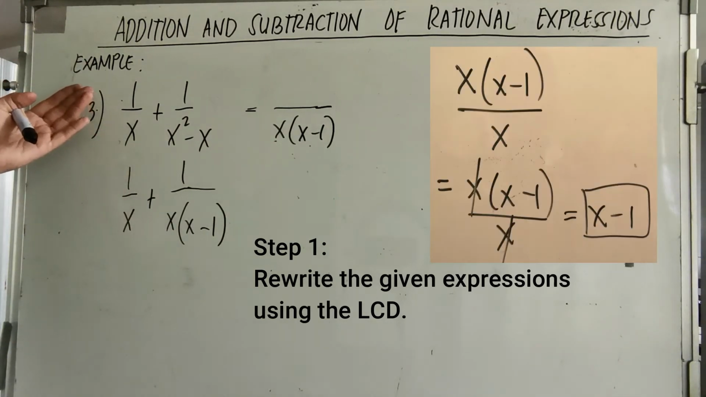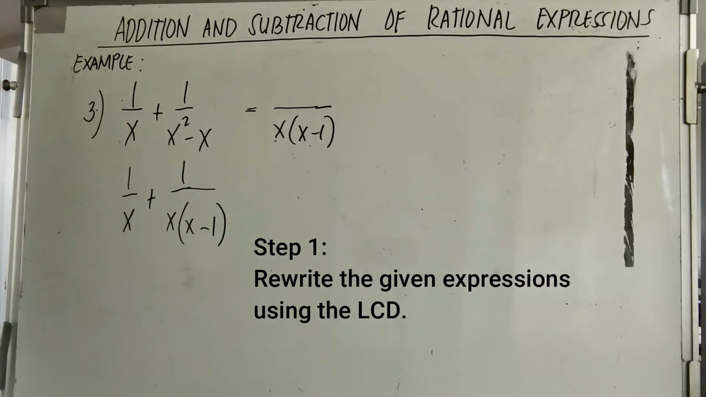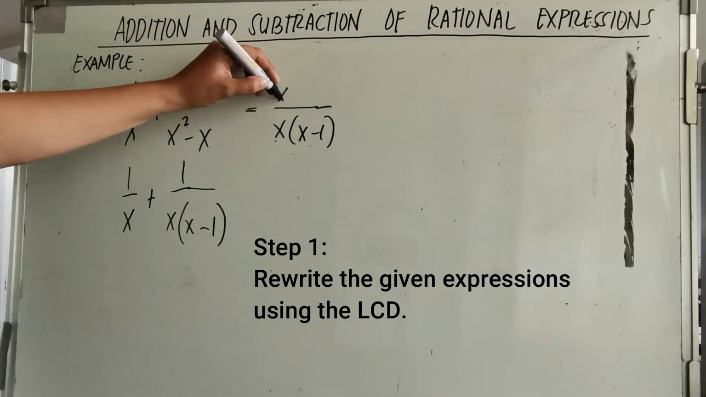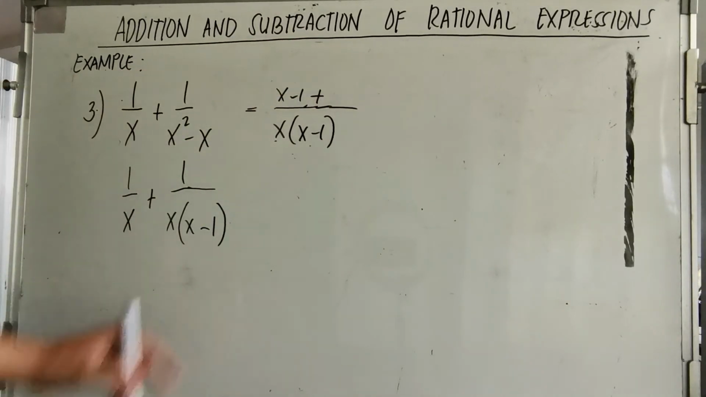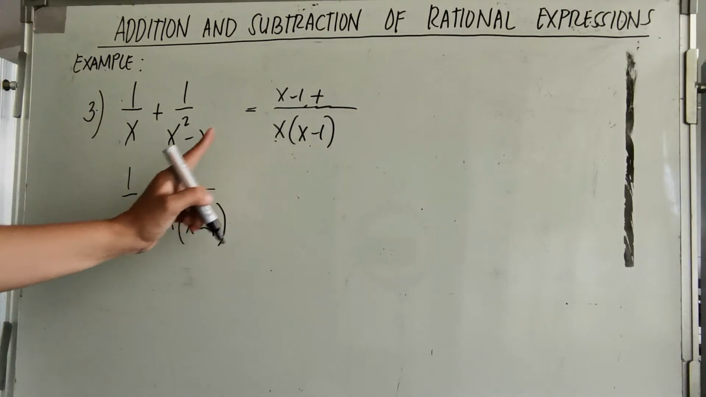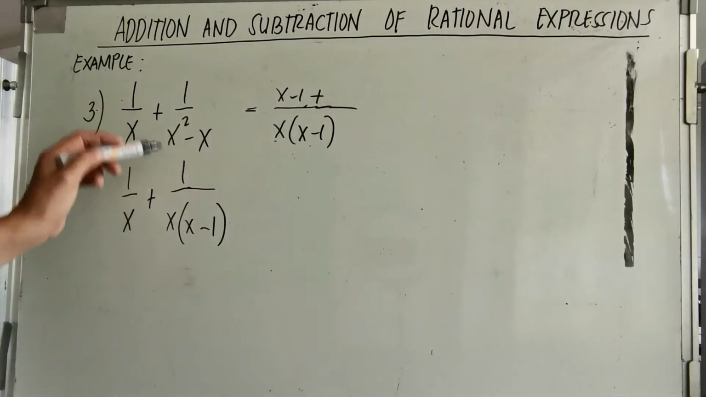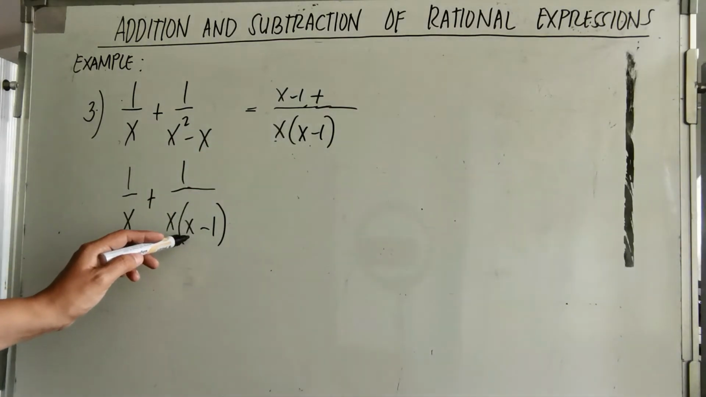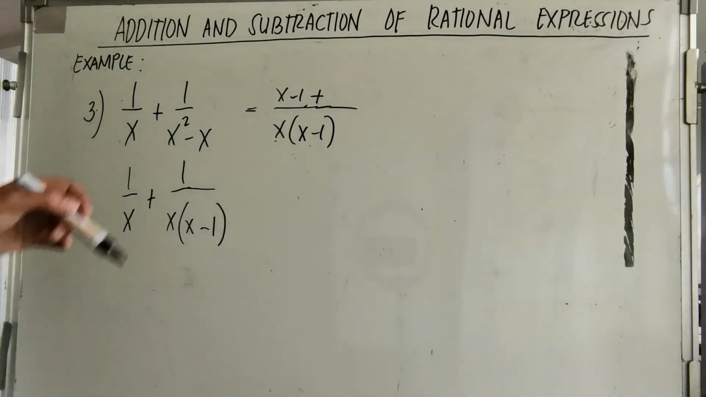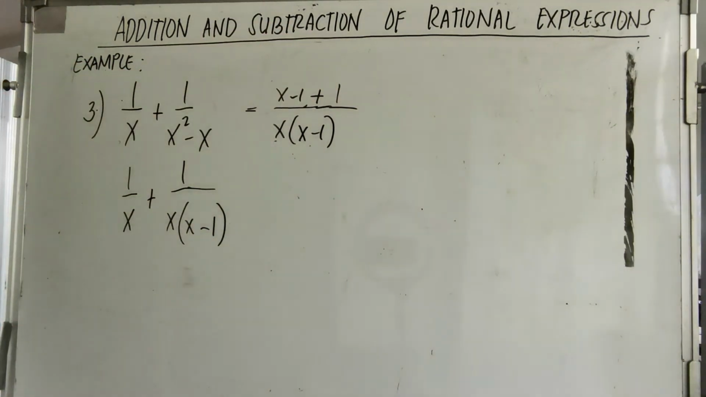Pag dinivide natin, makakancel yung x. Kaya ang matitira na lang ay x minus 1 times 1. So, ang magiging sagot ay x minus 1 pa rin. Next, plus x, quantity x minus 1 divided by x squared minus x. Take note na ang factored form nito ay ito. So, ibig sabihin, pag dinivide natin to dito, that is equal to 1. Then, multiply by 1, that is also 1.